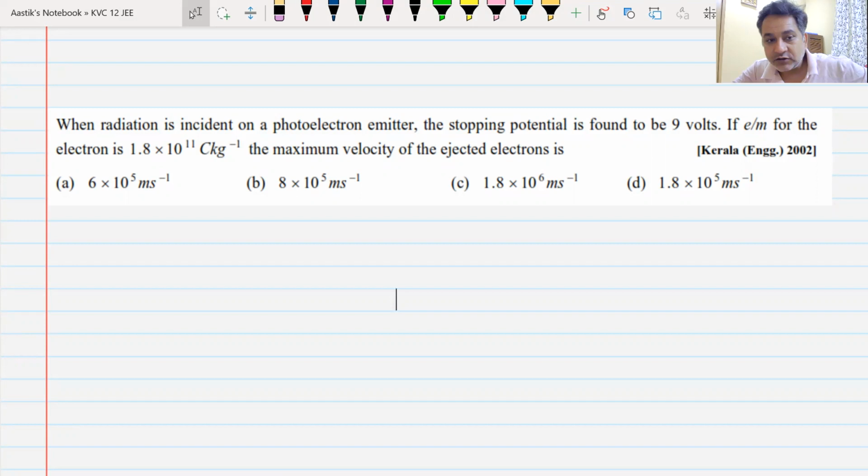When radiation is incident on a photoelectron emitter, the stopping potential is found to be 9 volt. This is very simple. I'm not worried about the calculation. I'm only worried that they've asked you the maximum velocity. So you just give me the formula and we are done and we'll move ahead in life. Life has to move on. Do it fast.